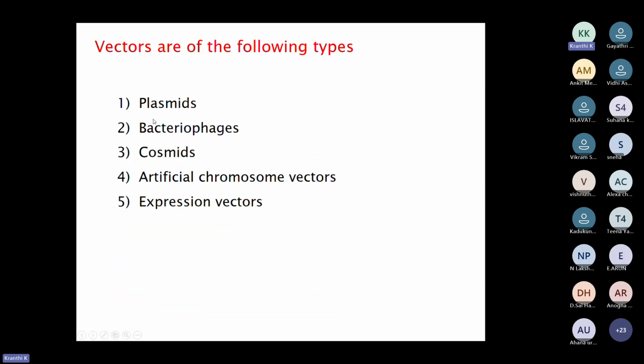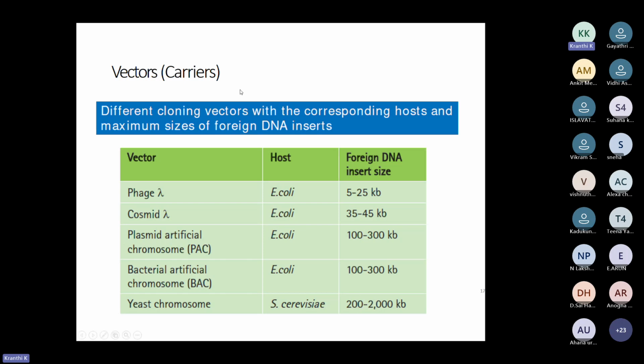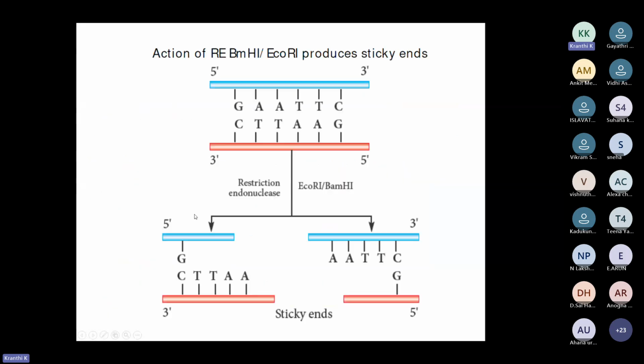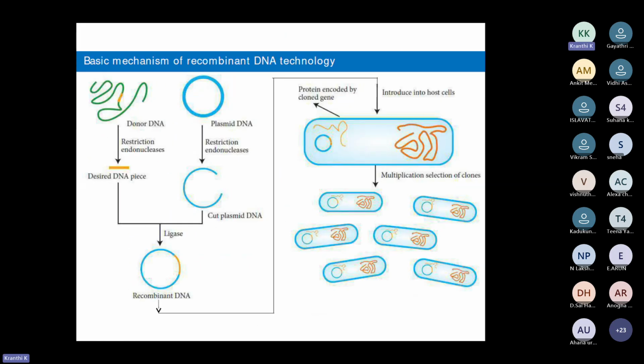Then these are the vectors. Just now I told you plasmids, bacteriophages, cosmids, artificial chromosome vectors, and expression vectors. Okay. Now coming to the vectors. Different cloning vectors are available. See, for example, E. coli, phage lambda, cosmid, then plasmid, artificial chromosome, then bacterial artificial chromosome, yeast artificial chromosome. So these are different chromosomes. But in this one, you can insert up to 5 to 25 kb of the foreign DNA. Got it? See, this is the plasmid.